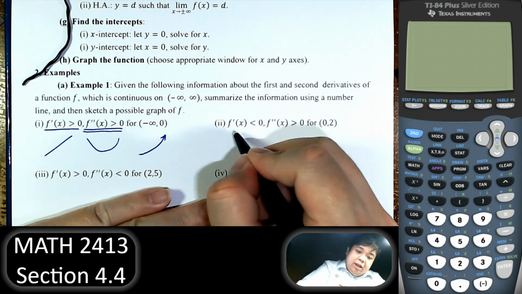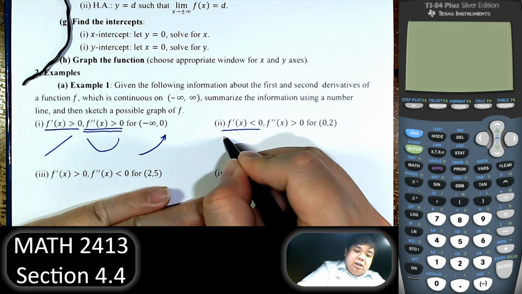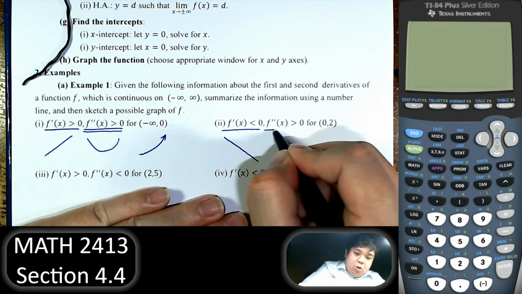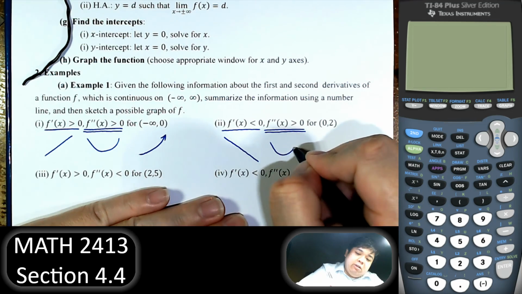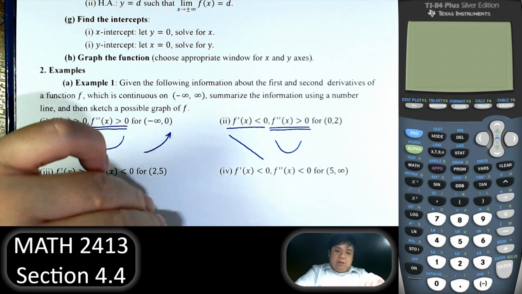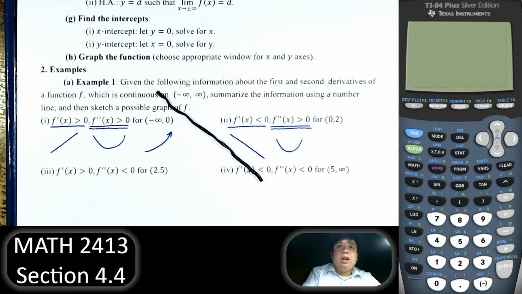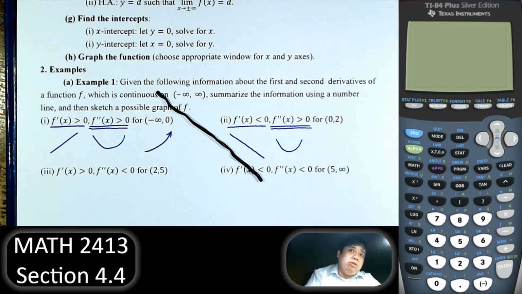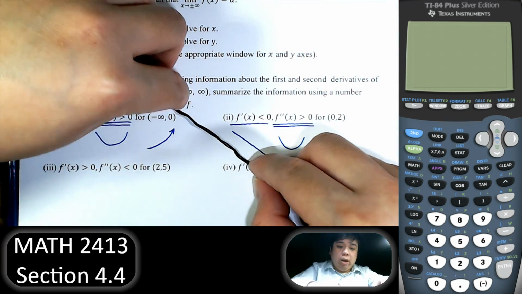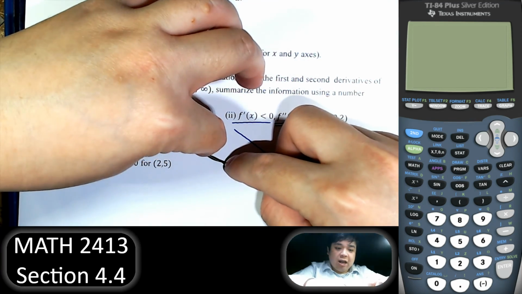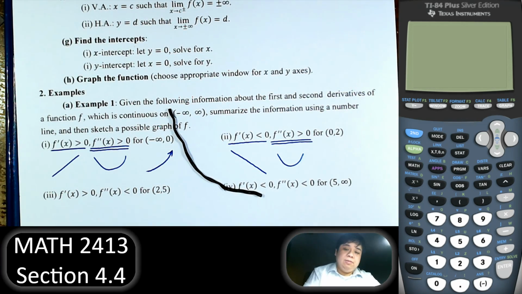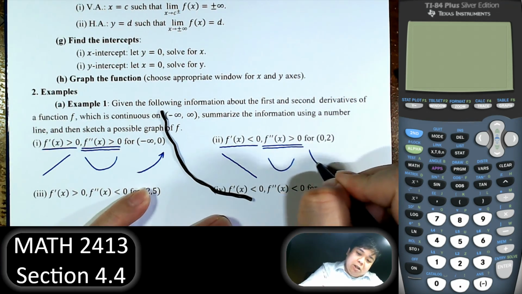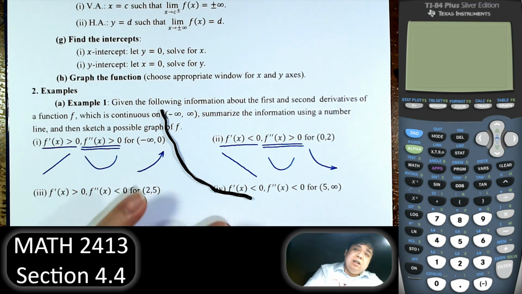Next, the derivative is negative, so that is decreasing. The second derivative is positive, meaning it's going to be concave up. So originally we have a function that is decreasing because the derivative is negative. But it is concave up, so we're going to bend the end up. So the graph for that part is going to be like that.